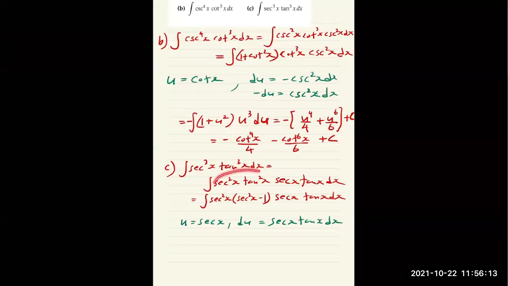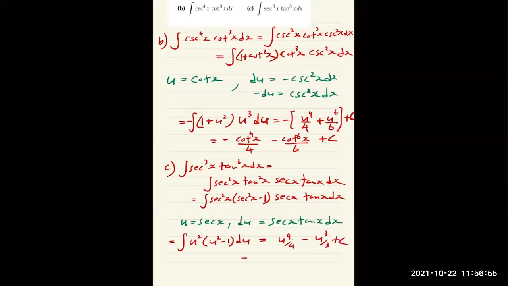Remember, first you need to write this whole thing in terms of secant x. So that's what I did here. Secant squared x times tan squared x is nothing but secant squared x times secant squared x minus 1, and I have this desired piece at last. Now I'm ready to go with the substitution. Let's write our integral using the substitution. The integral of secant squared x, which is u squared, times u squared minus 1, and secant x tan x dx is just du. The integral of this would be u to the power 4 divided by 4 minus u to the power 3 divided by 3 plus a constant.